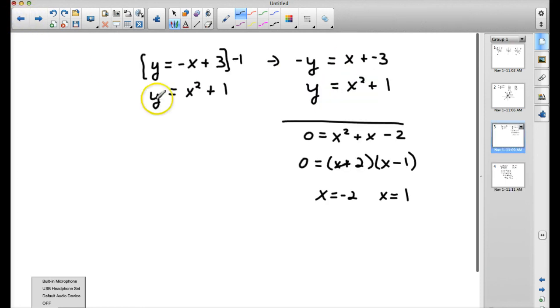So I'm going to go back to the previous problem here. We had our x coordinates, where we know our x is negative 2 and x is 1. Now we have to find our y coordinates. Negative 2 squared is 4, plus 1 is 5. 1 squared is 1, plus 1 is 2. So those would be my coordinates.